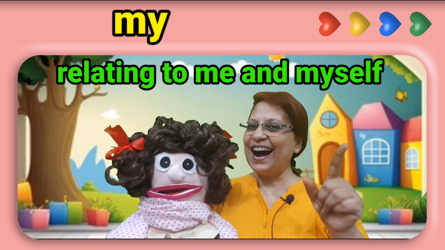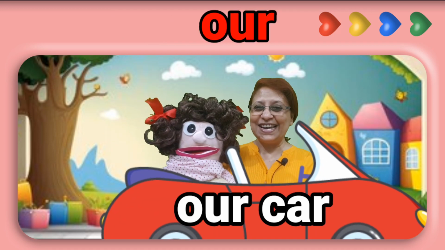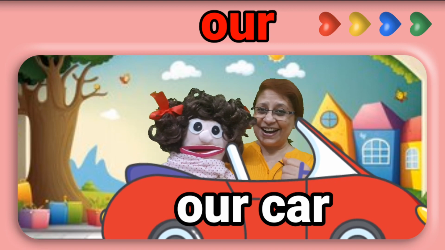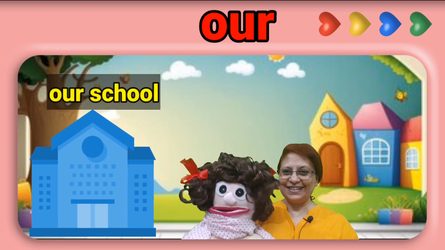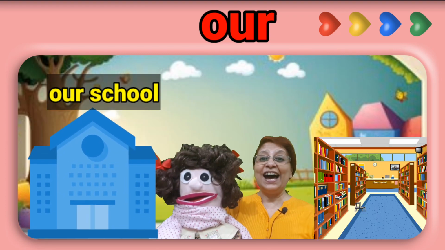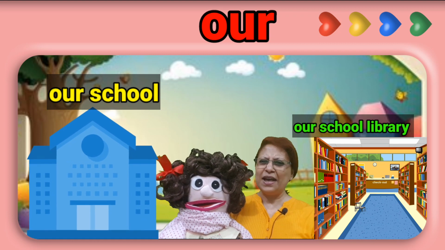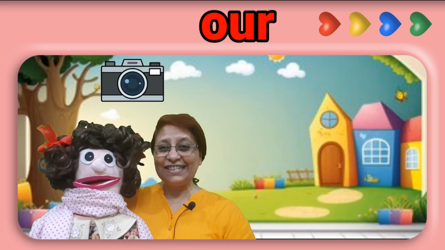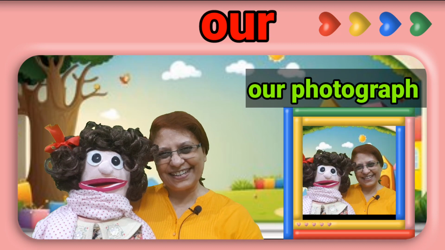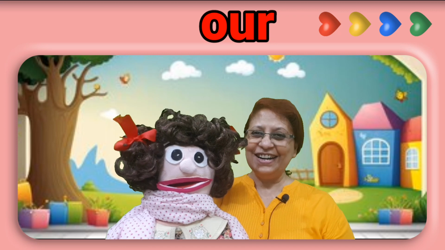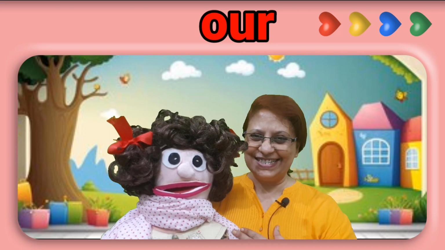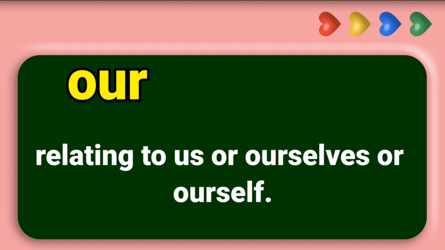Now let us talk about our. This is our car. This is our house. Our school is very big. And our school library has many books. This is our photograph. So children, when we are talking about our, it is relating to us. Our, relating to us or ourselves or ourself.